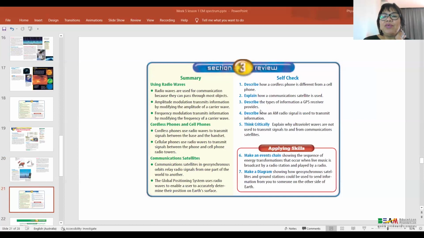Explain how a communication satellite is used. A girl this time. Let's say Chell. Question 2. Explain how a communication satellite is used.